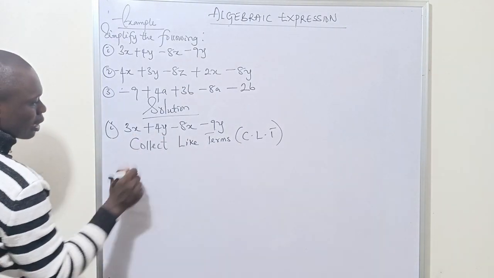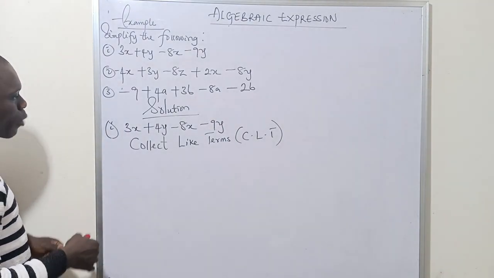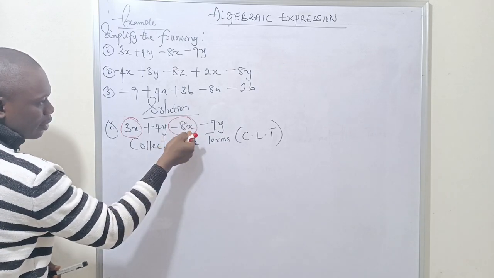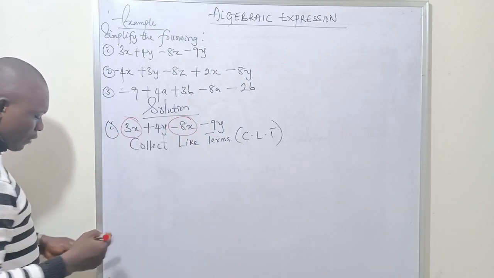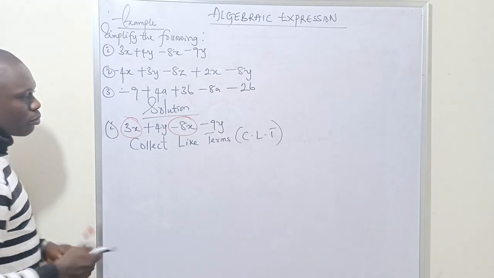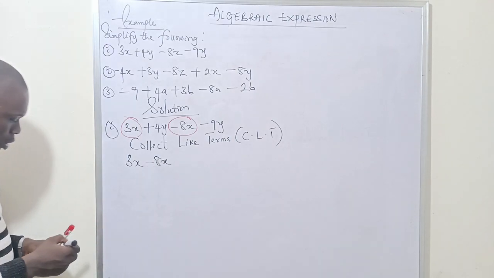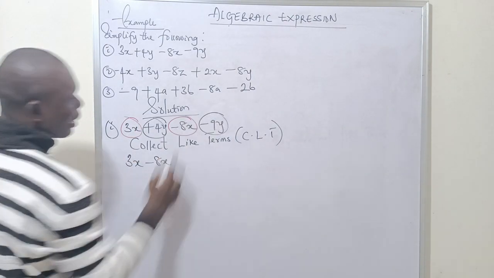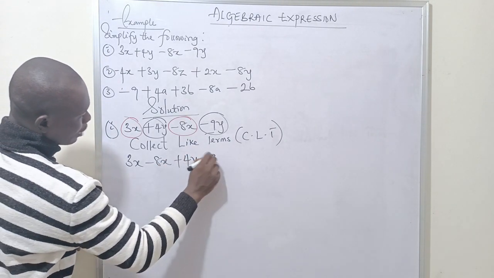If I'm collecting the like terms here, I need to bring those variables that are the same together. Look at this. We're having our 3x here and minus 8x here. They have the same variable. So I can then say 3x minus 8x. Now, I can have my 4y and minus 9y. They have the same variable. I can then say plus 4y minus 9y.